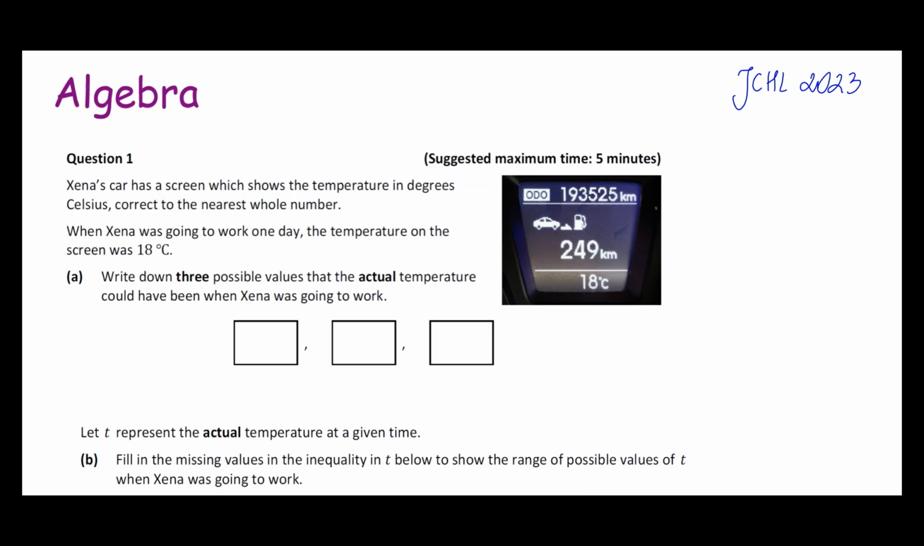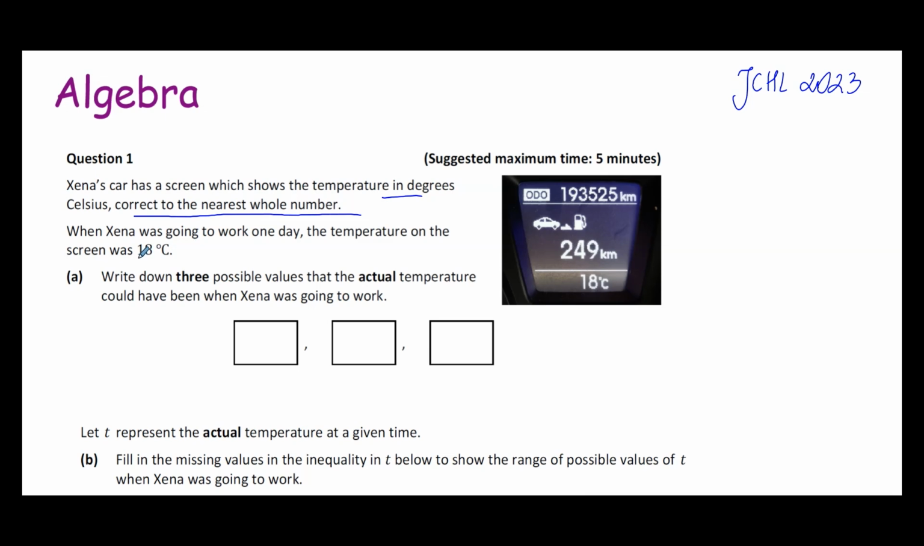So this is a general algebra question, or more about understanding what the question is saying. Let's see. Xena's car has a screen which shows the temperature in degrees Celsius correct to the nearest whole number. When Xena was going to work one day, the temperature on the screen was 18 Celsius. And we can see that here, how it was showing 18 here. Now, what they are telling us about this screen is that the temperature is corrected to the nearest whole number.